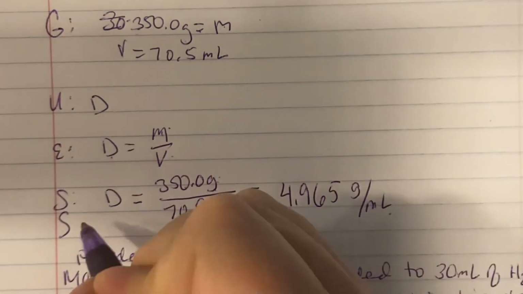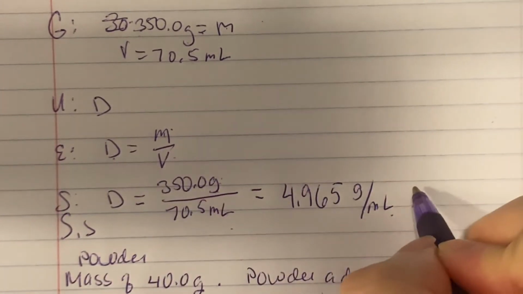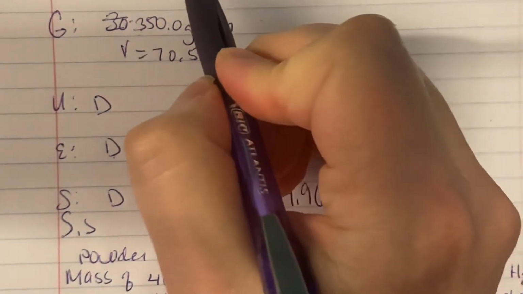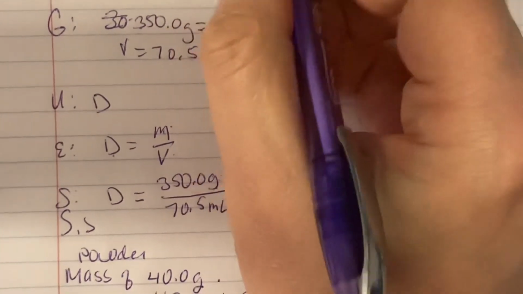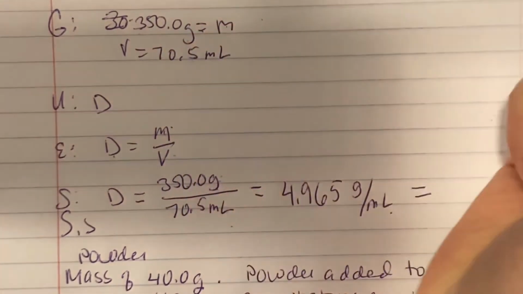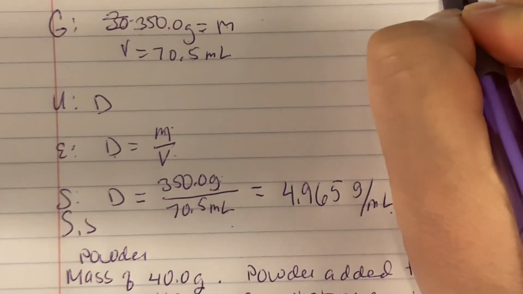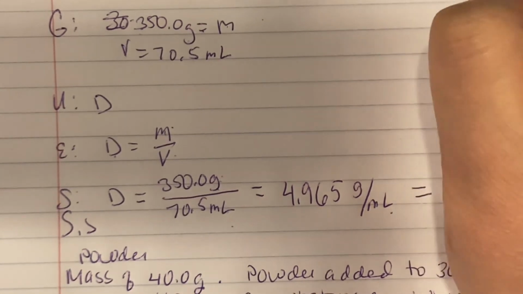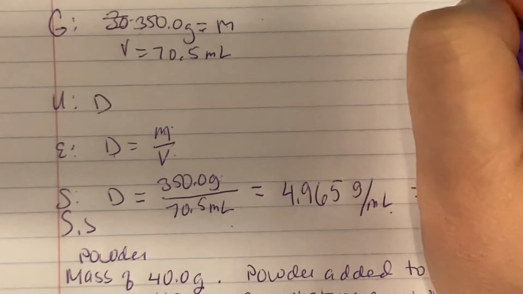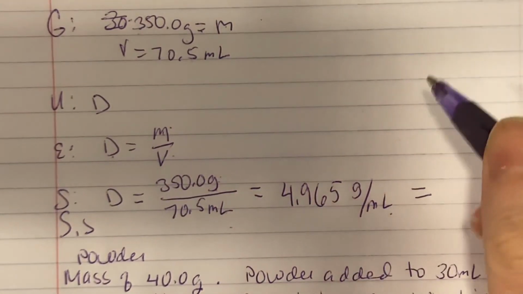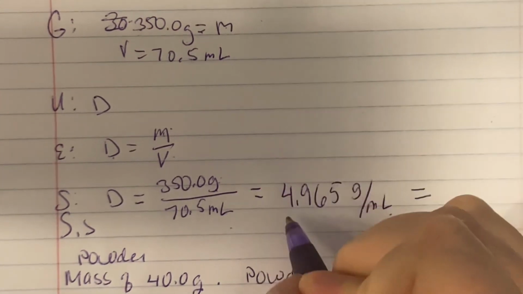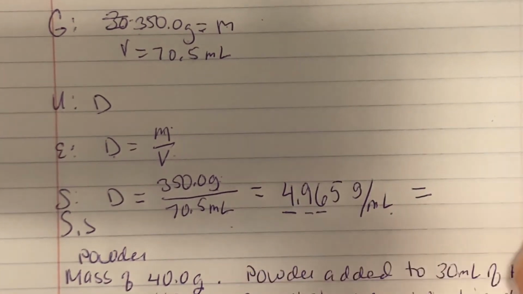And my last S is for sig figs. 350.0, 1, 2, 3, 4 sig figs, because the decimal means the trailing zeros are important. 70.5, 3 sig figs. So always go with whatever's the least number. So 3 is the least. So my answer has to only be 1, 2, 3 sig figs.